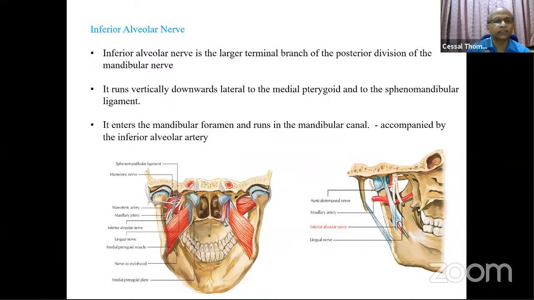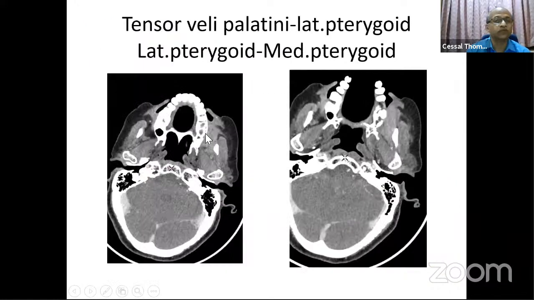Before that, I will mention about the inferior alveolar nerve. Again, it is a division of the mandibular nerve, and it is seen lateral to the medial pterygoid muscle, between the medial pterygoid muscle and again the ramus of mandible. So it has an almost similar course. So where should I look for this lingual nerve and inferior alveolar nerve?